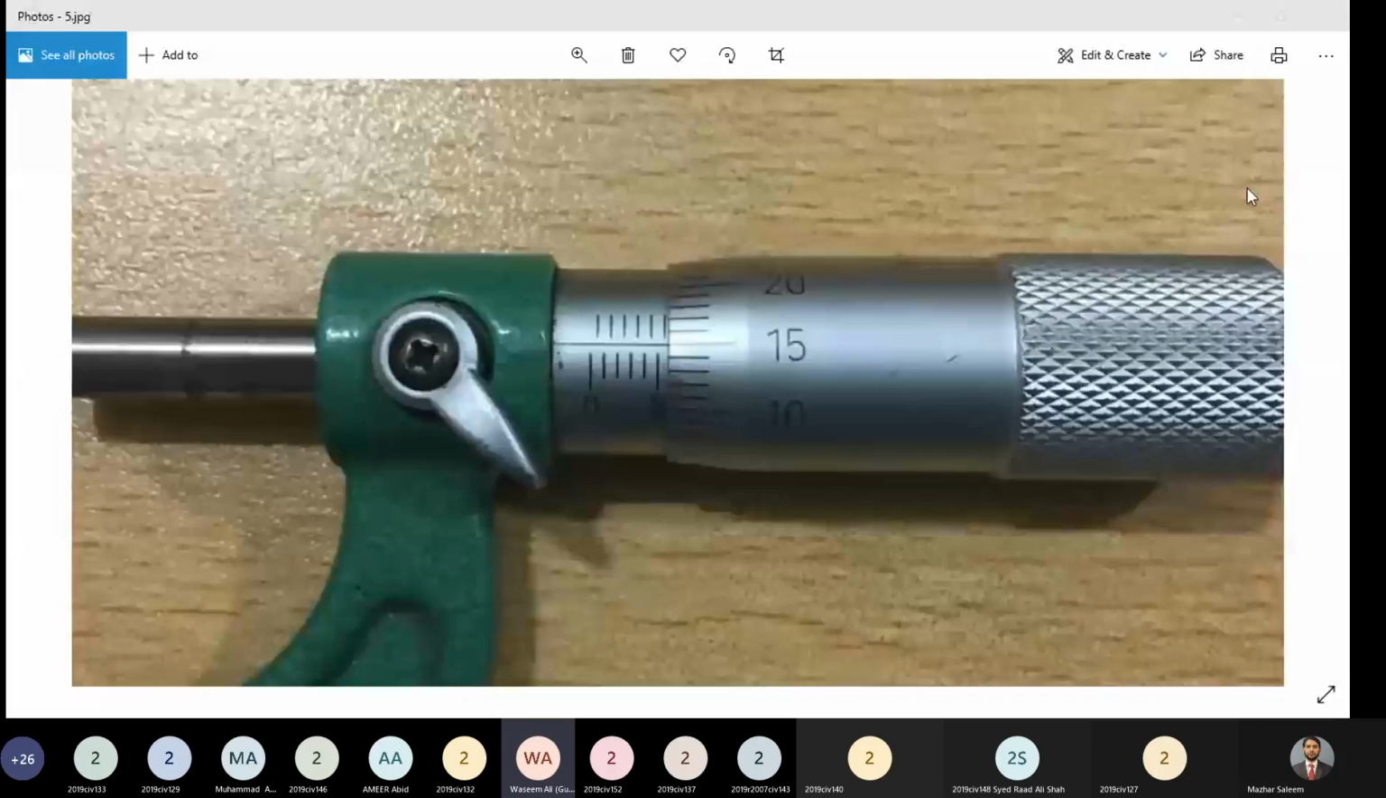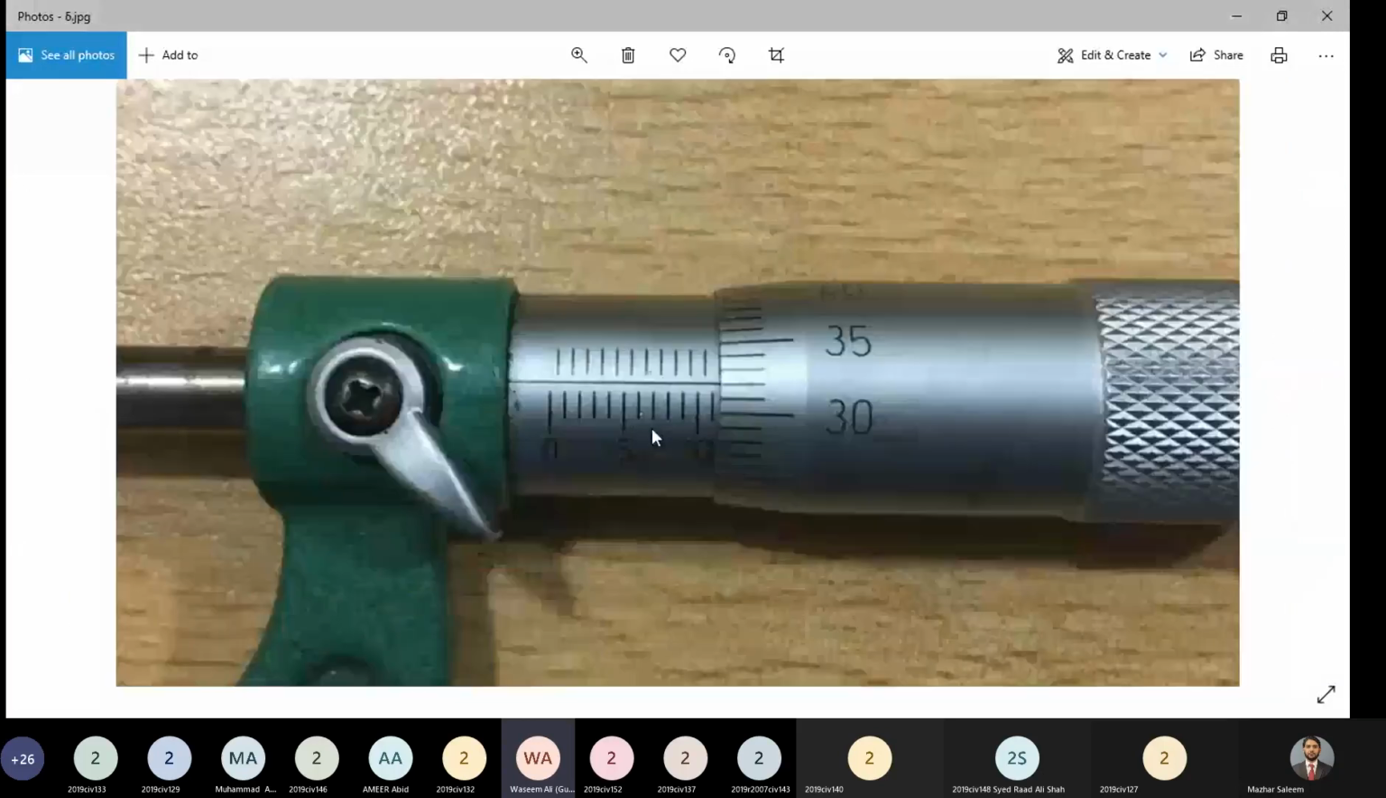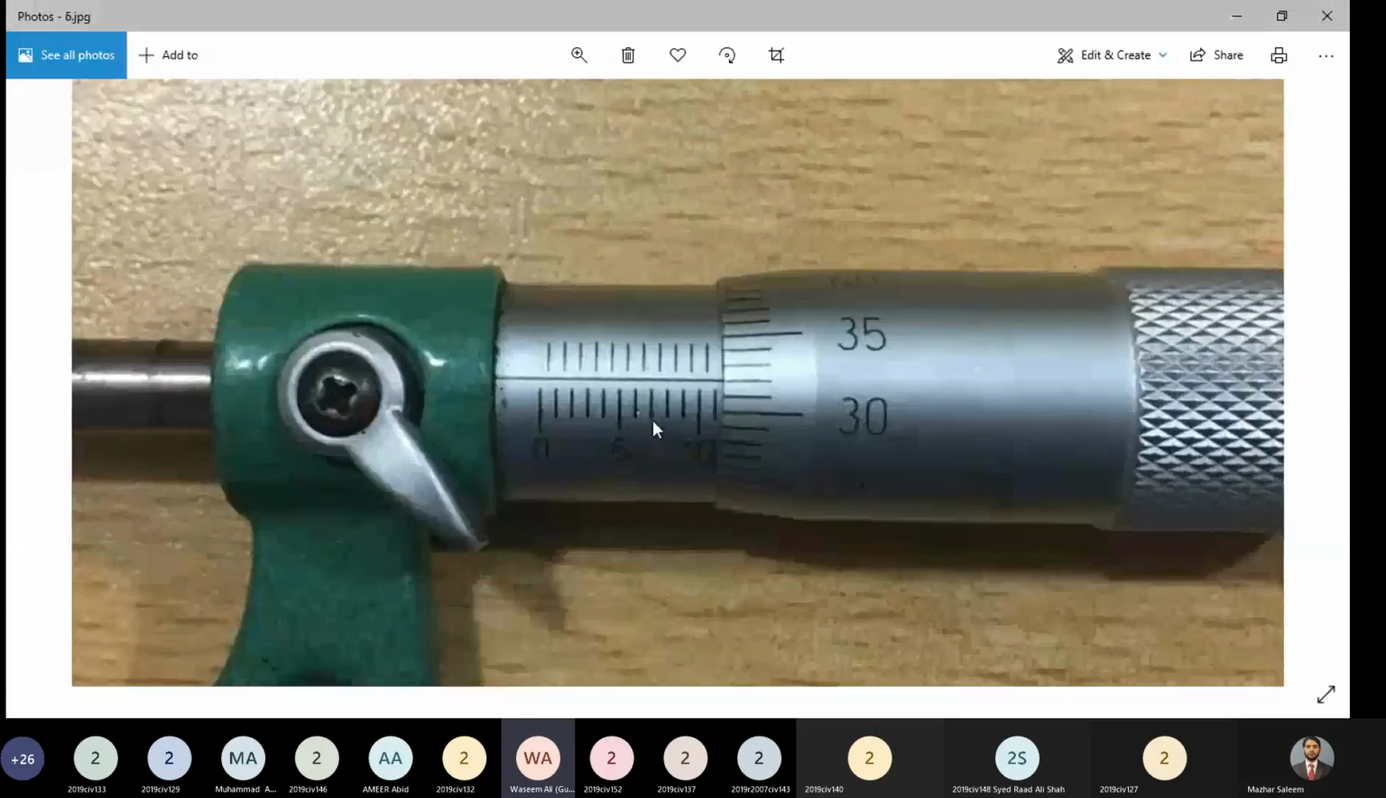Everybody is clear about this? Yes. Okay. Now let's see another example. How much is the linear scale reading in this case? 5, 10, 11. 11. And the other division on the upper side is not visible. We are probably getting a shadow of it, but it's not completely there. So we will say the main scale reading is 11.